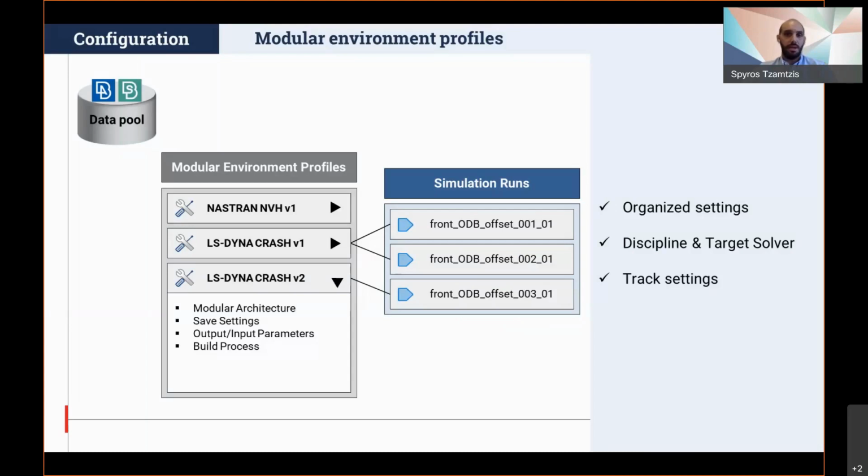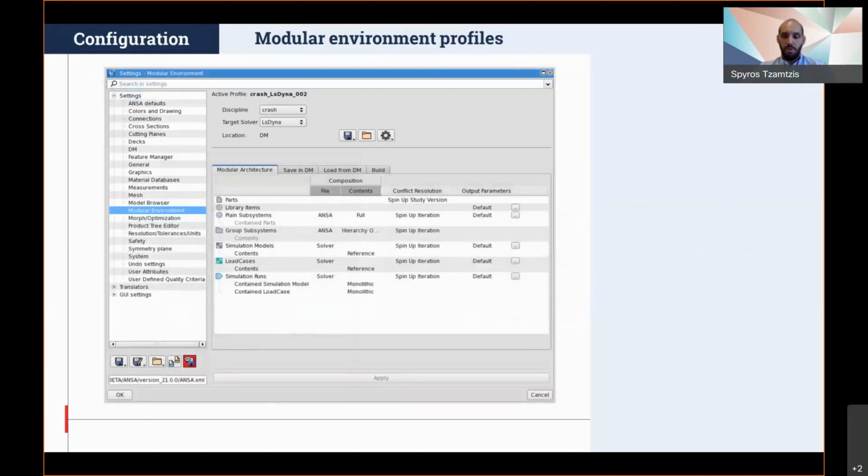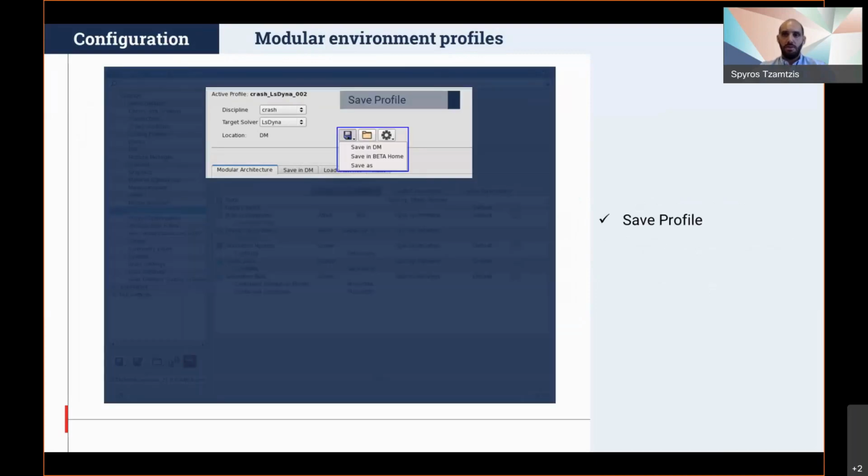Another profile can be created for NVH with Nastran as the target solver, while different profiles can be created for safety with LSDyna, Pamcrash or Radioss used as the target solvers respectively. The modular environment profile settings are collected under a new group called Modular Environment in the ANSA settings window. And the modular environment profile can be saved either in the DM or the user's home directory or at a user-defined location through the respective save options.